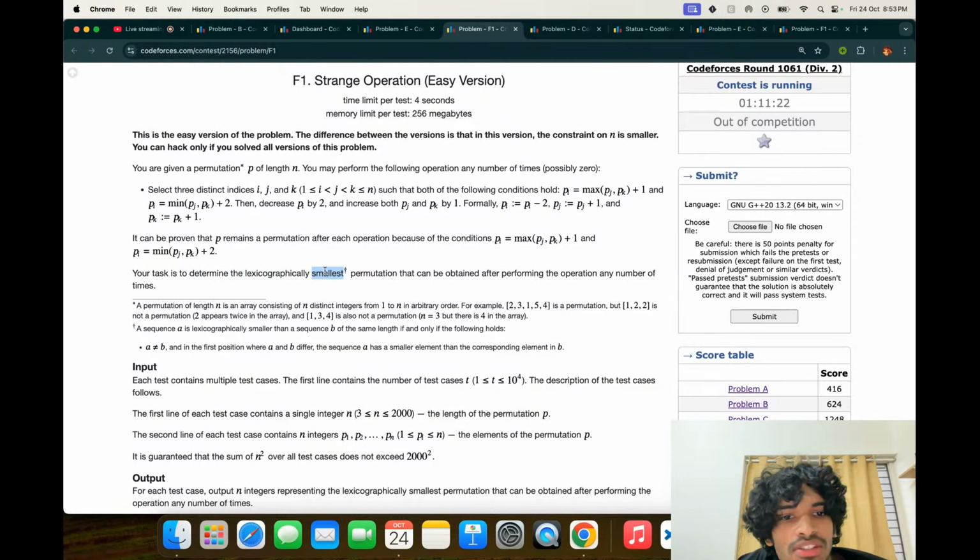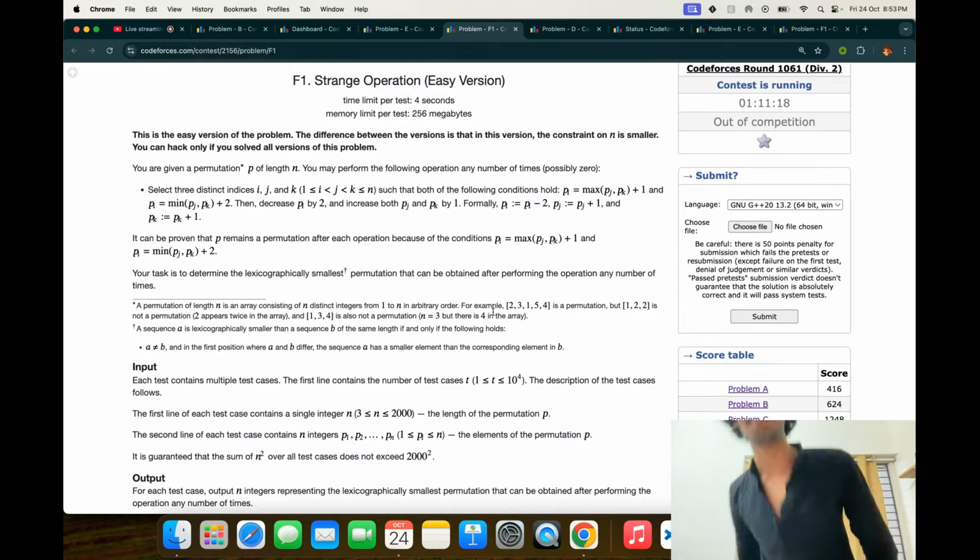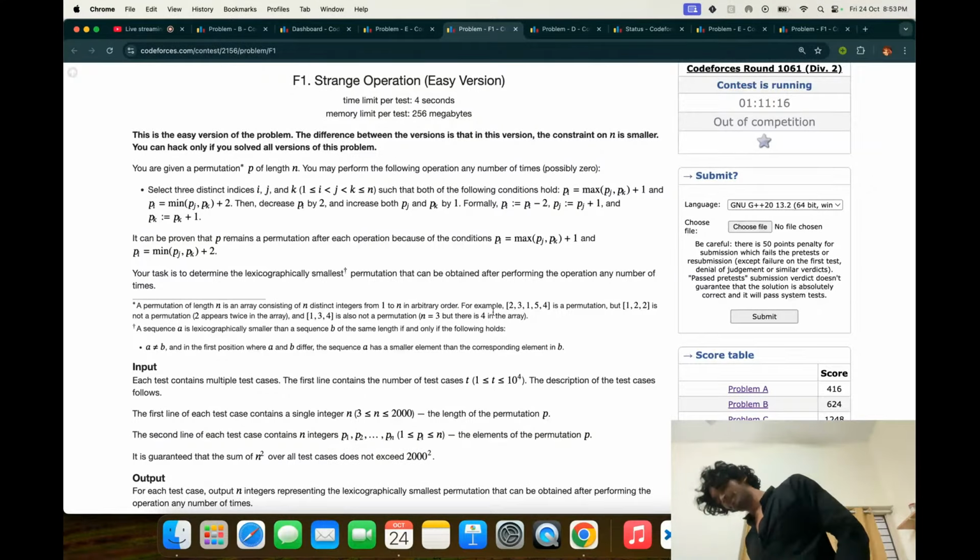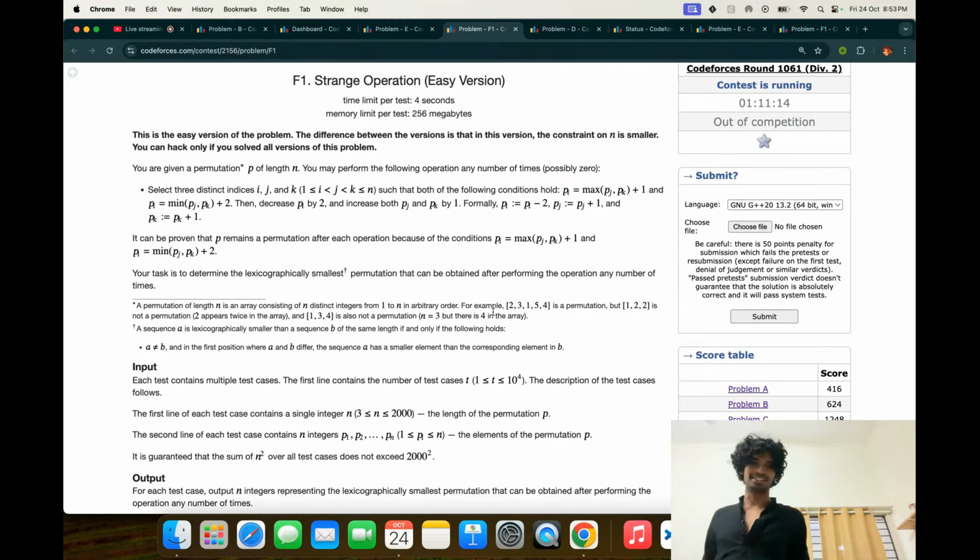Your task is to determine the lexicographically smallest permutation that can be obtained after performing the operation any number of times. So it's a good problem. It's about seeing the operation for what it is, seeing the operation well. Okay, I'll come in a minute.